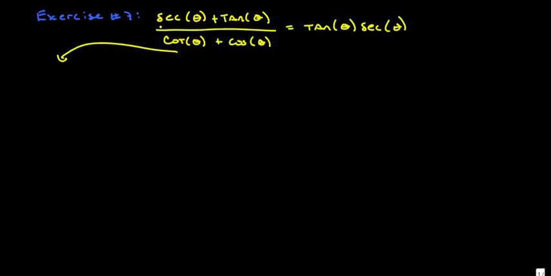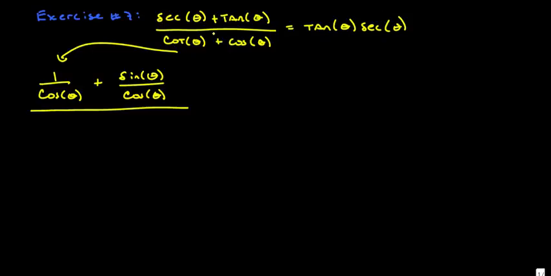So here I've got secant, which is 1 over the cosine, and here I've got tangent, which is sine over cosine. On the bottom, I've got cotangent, which is cosine over sine. And then over here, I've just got cosine, and I'm putting it over 1 just so that it looks like a fraction.